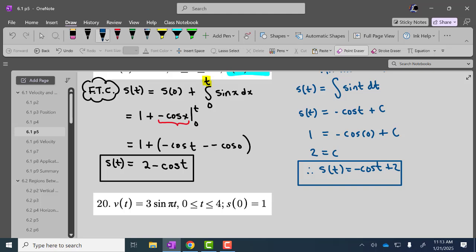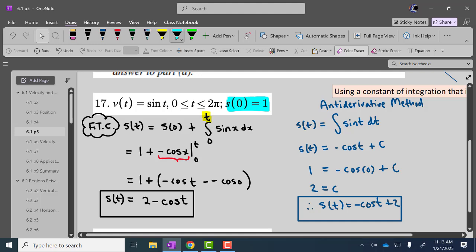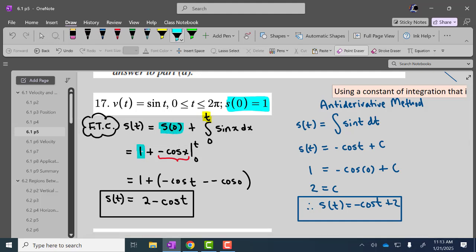So in your FTC method, on your second line where it's 1, did you get the 1 placement there because you knew S of 0 was equal to 1? Correct. So that would always be like our initial start. Exactly. So that is the location on the number line where we start. So we're only just skipping needing to solve for C between the two methods? Yeah. That's right.